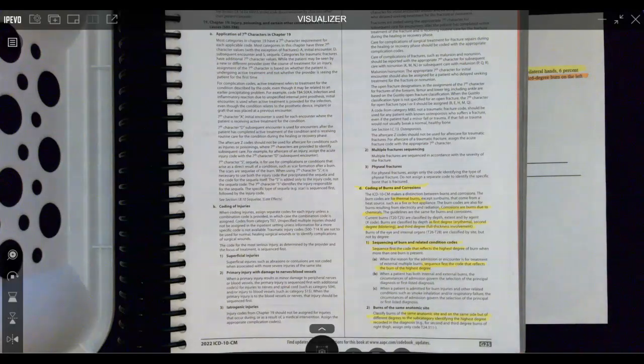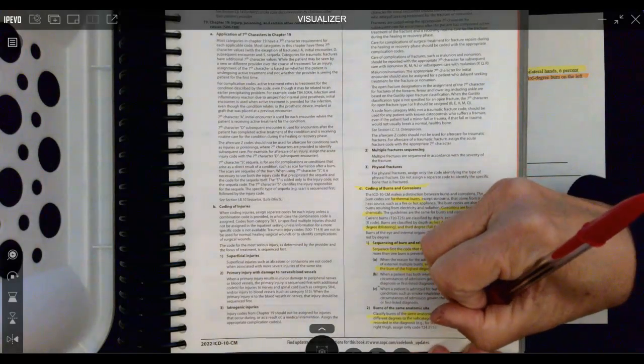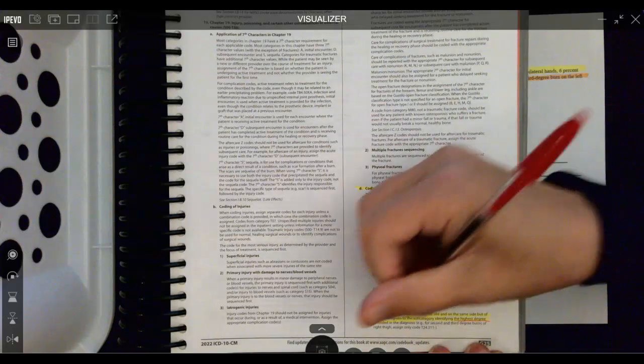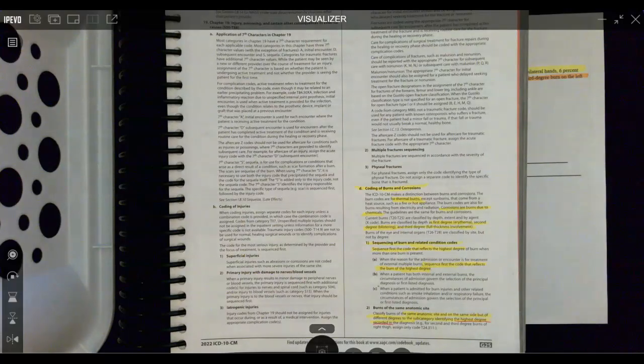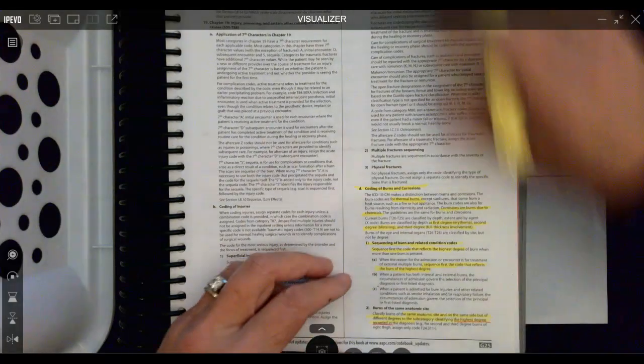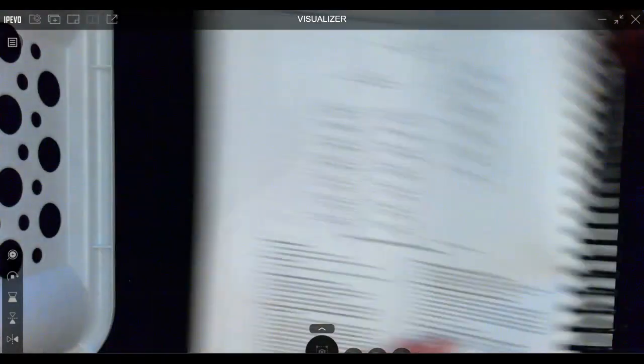Okay, so this one you might even want to put a line. Let me get a different pen here. The highest degree recorded. Okay. These are just so when we're taking a test, we can reference our notes quickly. Okay, let's go to the next one.